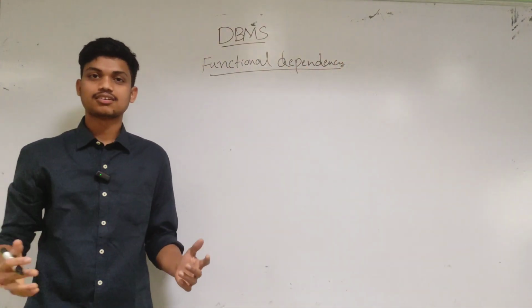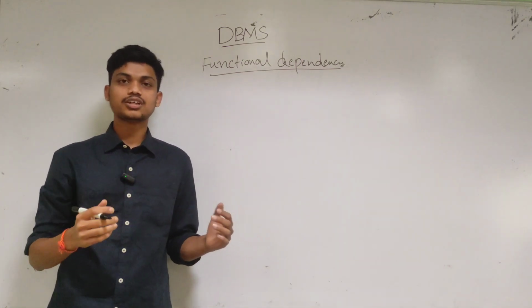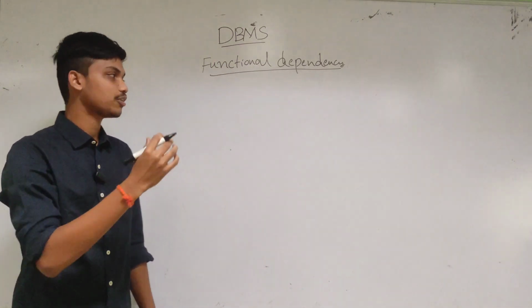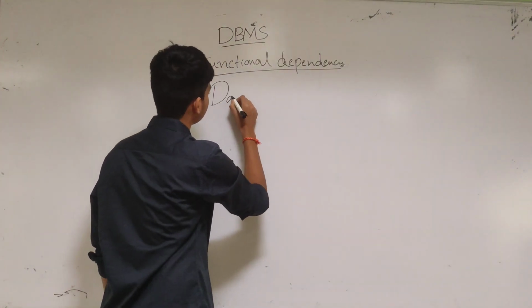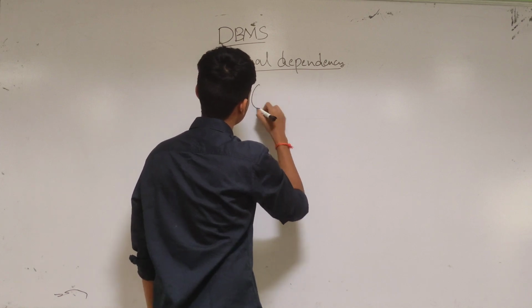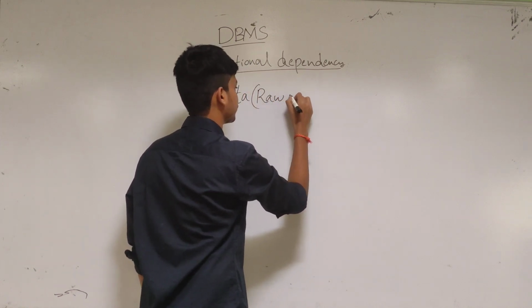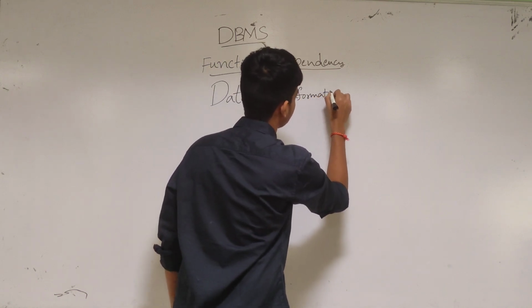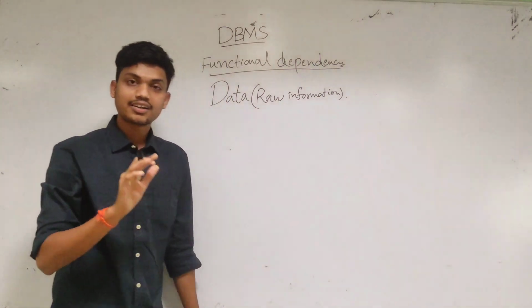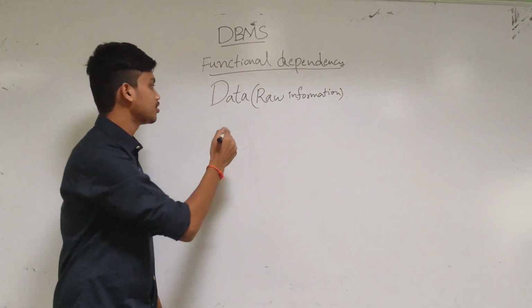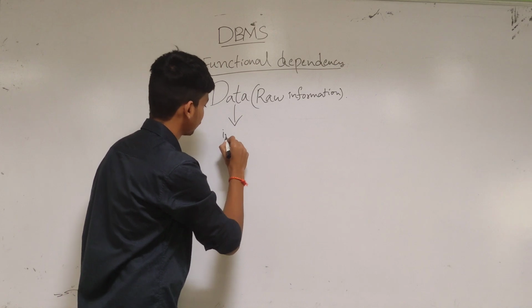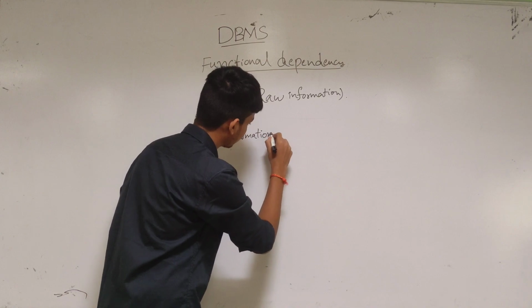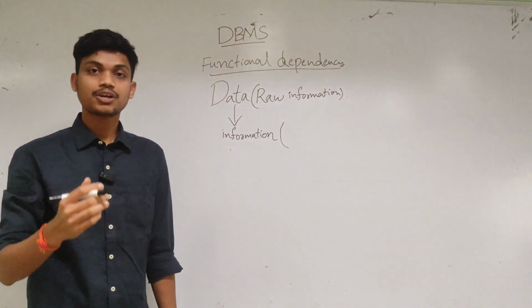First of all, what is data? We hear all around us that data is very important. What is data? Data means raw information. Generally, data is not helpful. Information is important. Information is nothing but meaningful data.